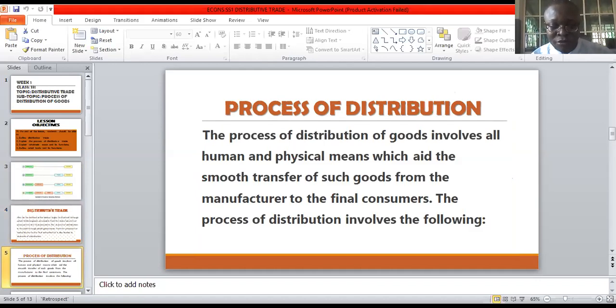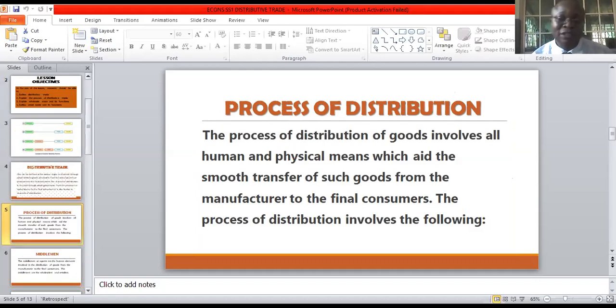The process of distribution involves human and physical means which assist or aid the smooth transfer of goods. This process of distribution is going to assist the manufacturer a lot in transferring goods to the final consumer. The following are the processes of distribution of goods.